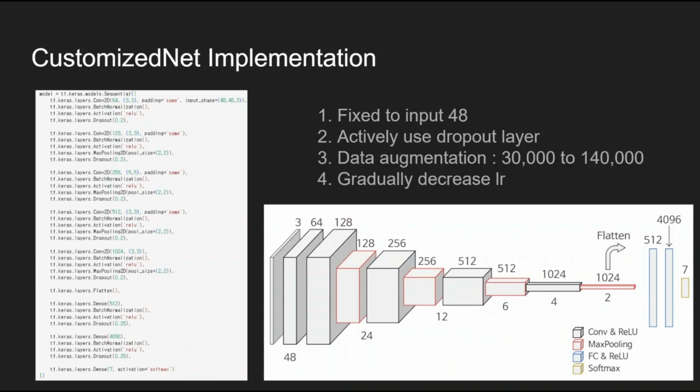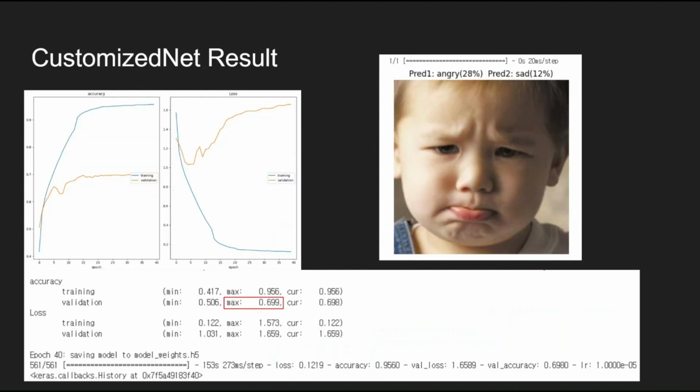The code and model structure of the current pages you're seeing right now are the final model that we have reached after many considerations. Here are the actual results we saw with our customized net model. As mentioned earlier, the validation accuracy of our model reached up to 69.9%. At the end of the training, you can see that the model predicts correctly with the real image.